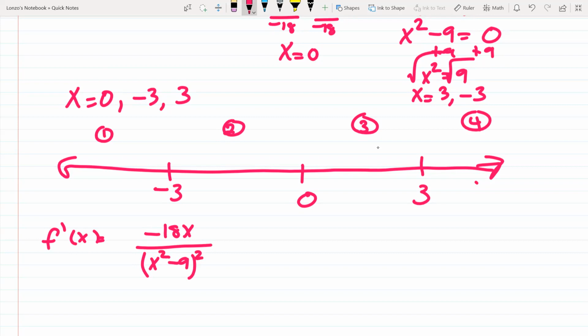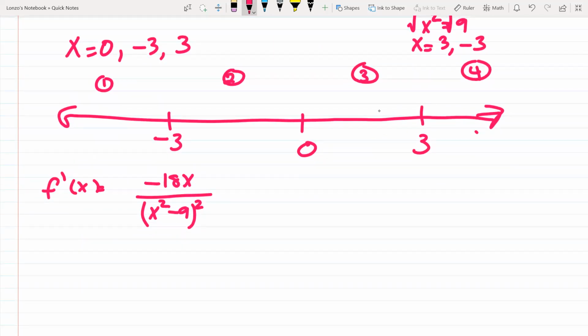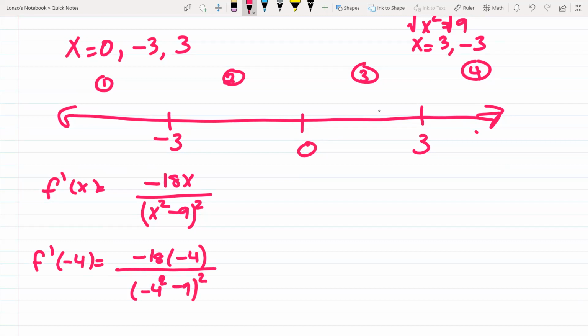So let's test boundary 1. We need a number less than negative 3, so maybe we could do negative 4. So put it in f prime. This would be negative 18 times negative 4. So when you do the algebra, you get positive on the top, positive 72, and on the bottom you get positive 49. So a positive divided by a positive is positive. So that's why you're going to put a positive.